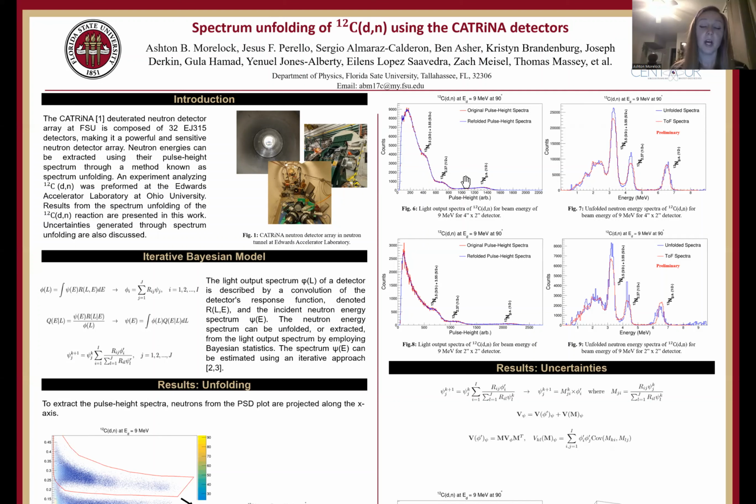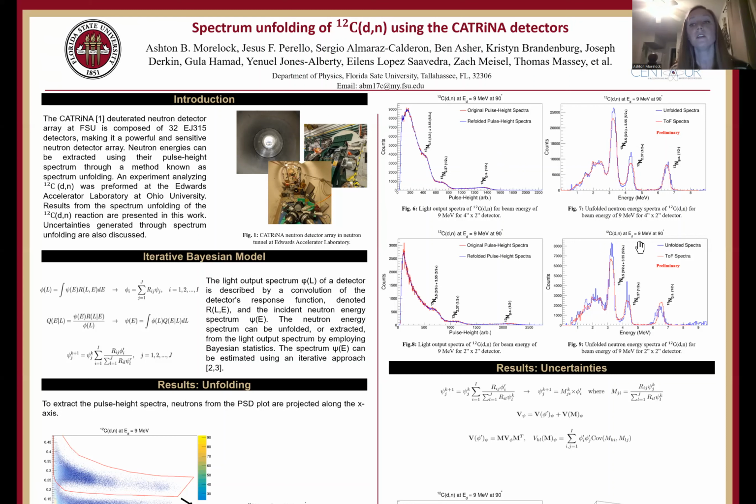In this left-hand plot, we have the light output spectra for our large detectors. The original pulse height spectra or light output spectra is shown in red. And then we have a refolded pulse height spectra shown in blue. The refolded pulse height spectra is made by taking the last estimate of our neutron energy spectra and plugging it back into our original equation. In both of these light output spectra, we are able to identify the 13-nitrogen second and third excited state, the first excited state, and the ground state of 13-nitrogen.